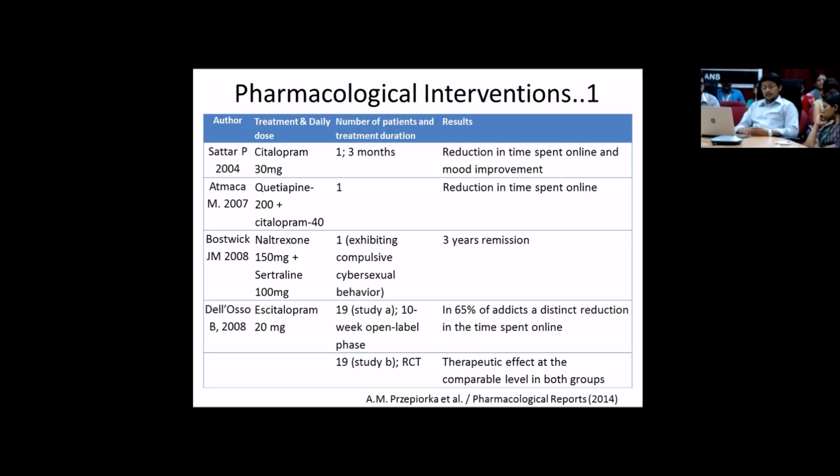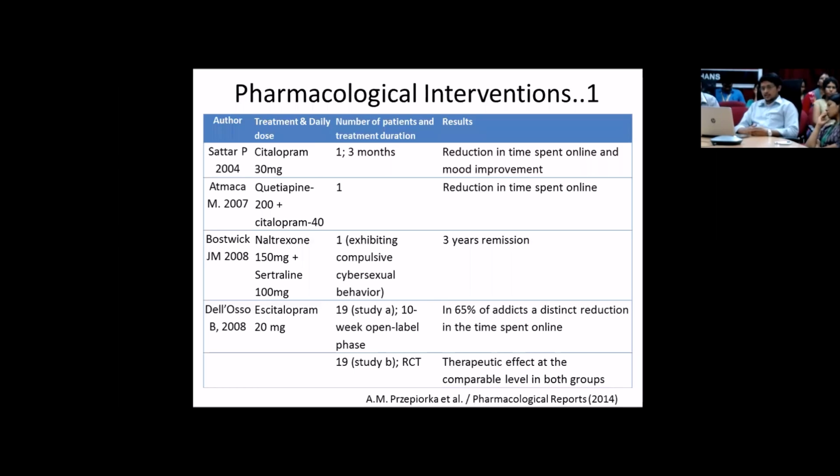Another case report from Biological Psychiatry was the use of naltrexone 150 mg and sertraline 100 mg for a person who was having compulsive cybersexual behavior. They reported that naltrexone alone did not reduce the excessive use, but with naltrexone plus sertraline, there was sustained remission of the internet cybersexual behaviors over 3 years. So these are all reports coming from case report level of evidence.